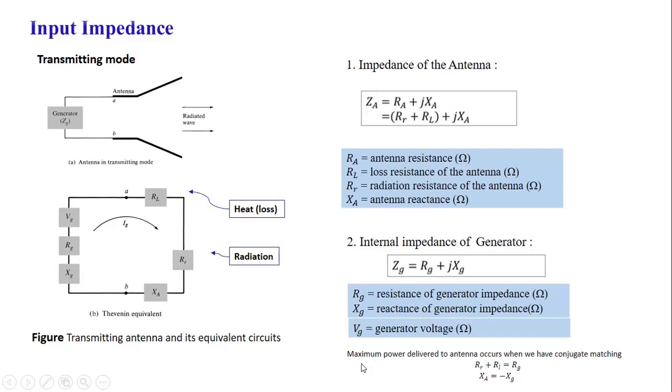The maximum power will be delivered to the antenna when we have conjugate matching, that is, RL plus RR must be equal to Rg, and the antenna reactance XA must be equal to minus the reactance of the generator.